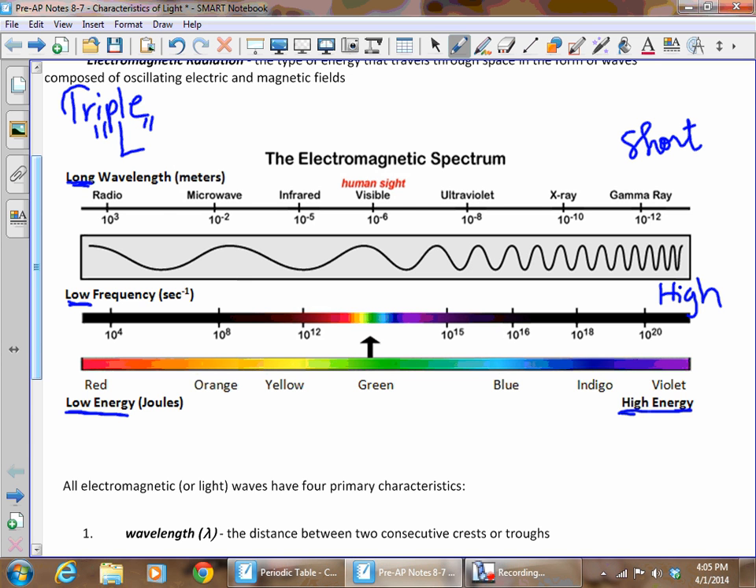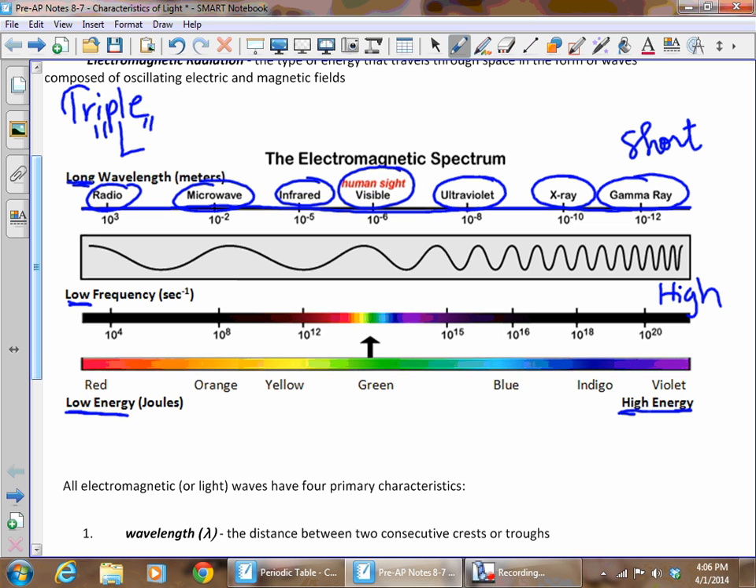I would expect you on the test to be able to, maybe on scratch paper, draw a line and show the different types of electromagnetic radiation in order. We have radio, microwave, infrared. I would expect you to know that visible comes next. That's the only part that we can actually see. Ultraviolet, X-ray, and gamma ray.